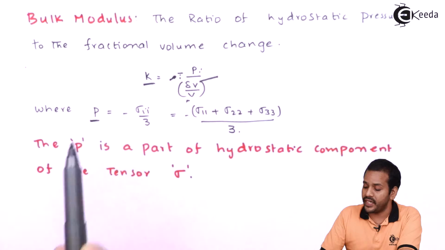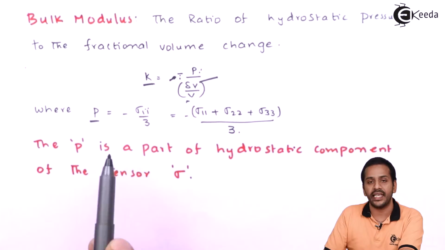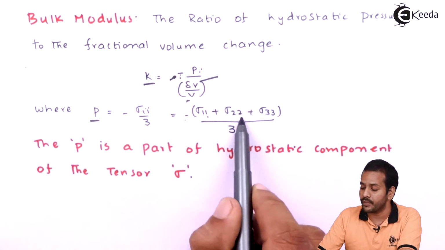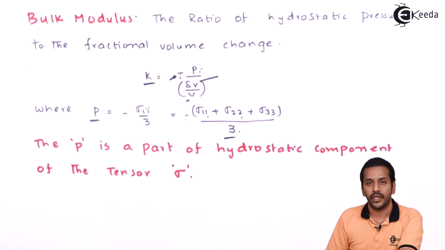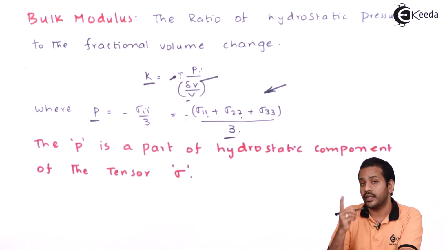So that is why I have represented this p here as p equal to minus sigma ii by 3, where this i is the repeated index. So this can be represented as minus sigma 11 plus sigma 22 plus sigma 33 by 3. So if you remember, this is the hydrostatic part of any tensor.